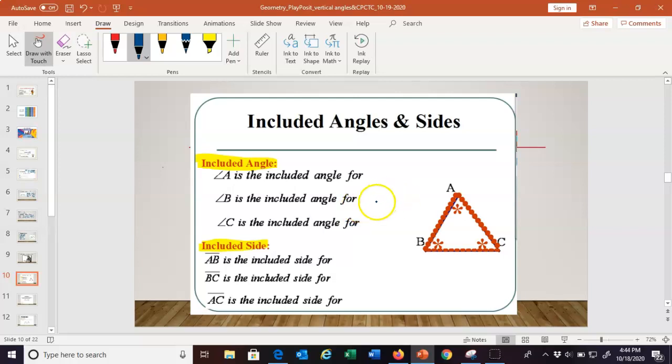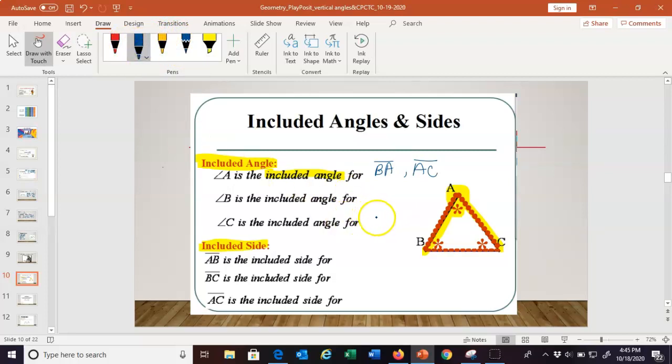But here's an example. Angle A is the included angle for side BA and side AC. So let's look at why that is. Here's side BA and here's AC. Where is angle A? Right in the middle. Angle A is the angle that's included in those two sides. Those two sides make that angle. So that's the definition of an included angle. It is formed by the two sides. It's where the two sides meet, where the vertex is.